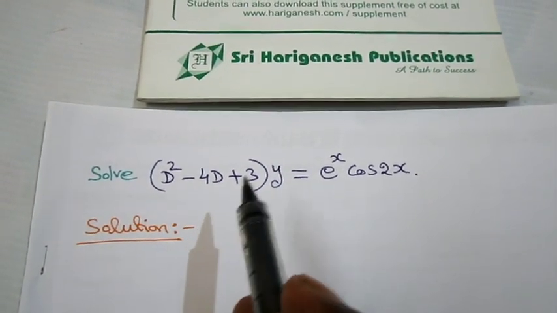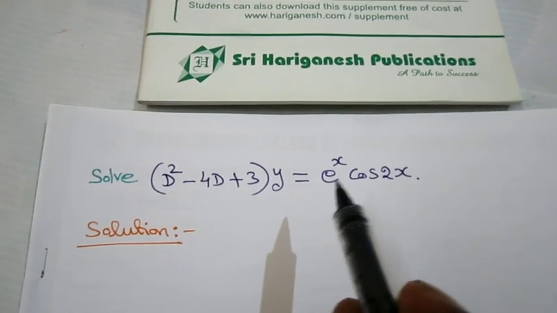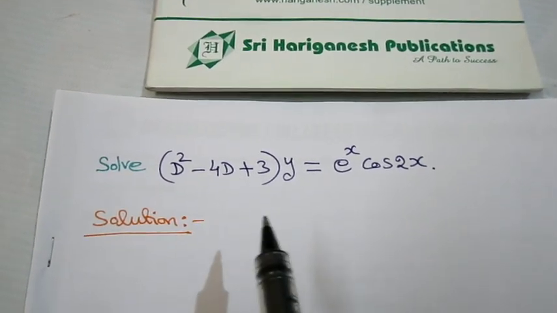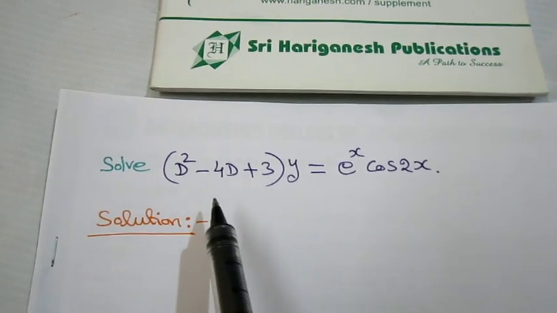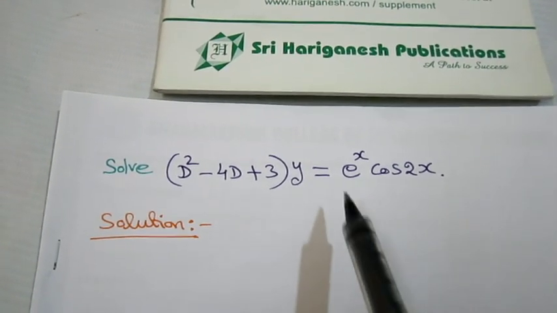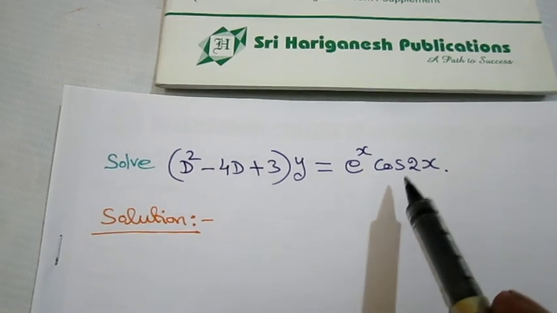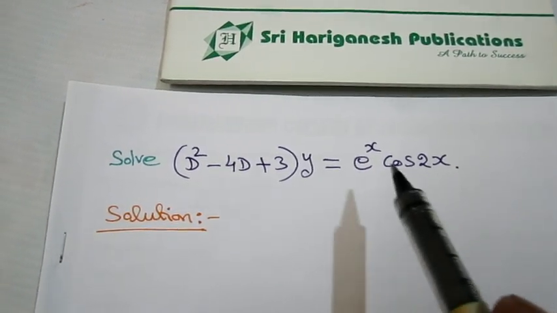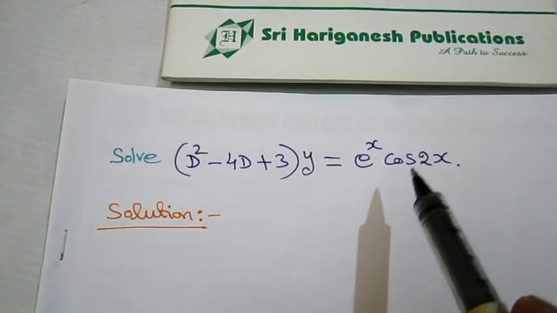(D squared minus 4D plus 3) y equals e power x cos 2x. Okay, so this is a differential equation with constant coefficients. The right hand side is e power x into cos 2x. So this is type 5, e power ax into v, that is a model.